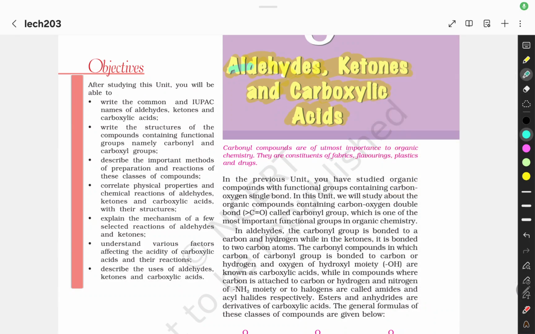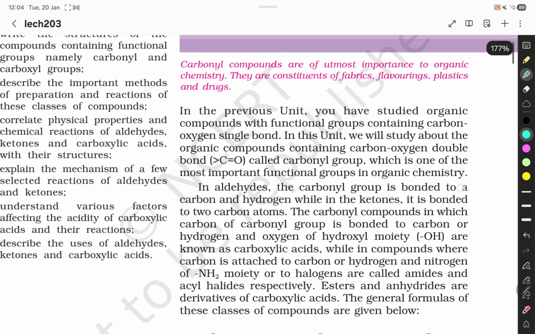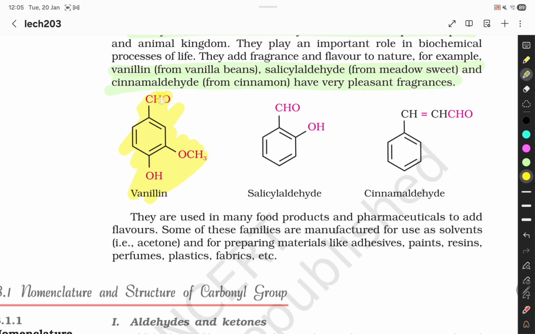We'll be starting with aldehydes, ketones. First paragraph. First thing I found is that they are used in nature and in making stuff like vanillin in vanilla beans, salicylaldehyde in meadowsweet. It's also there in a face wash, I think. And cinnamaldehyde is there in cinnamon. This is covered in the NCERT video also.